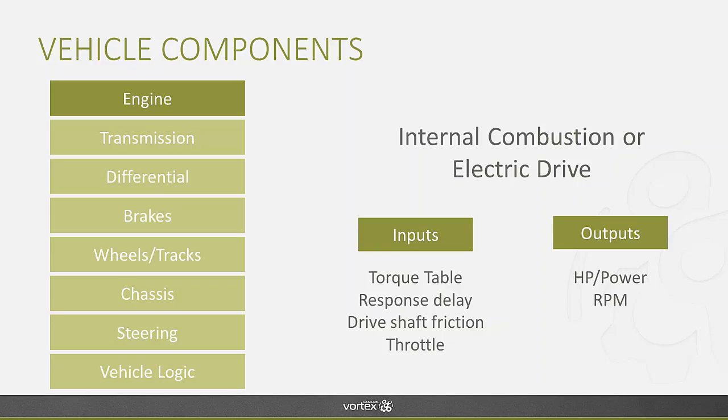The second one is an electric drive, which you see more and more, especially in the robotics world. Regardless of the type of engine you choose, you'll have to provide data to model the engine. You'll have to provide a torque table, but you also have to define the response delay of the engine. You also need to define the drive shaft and its friction, because Vortex simulates the engine using the torque table and the drive shaft. And you have to also define the throttle that is fed to the engine. In terms of outputs, your engine will provide horsepower or power to other components in your vehicle, and also a current RPM.